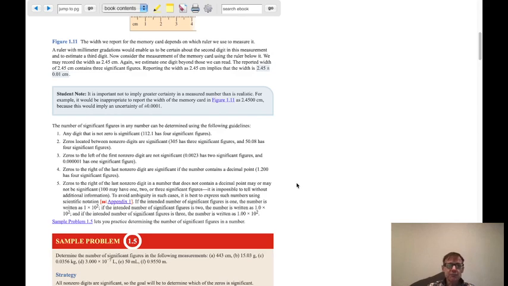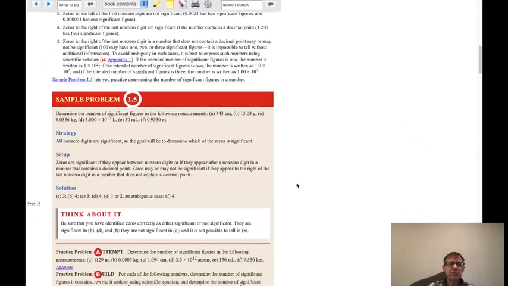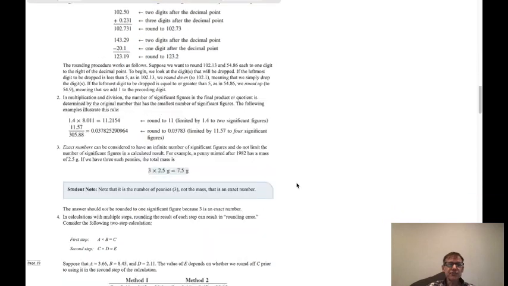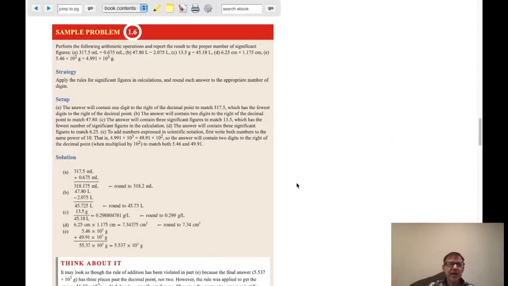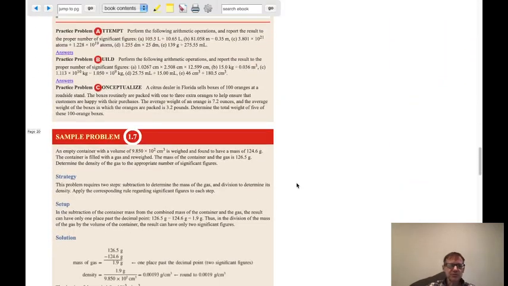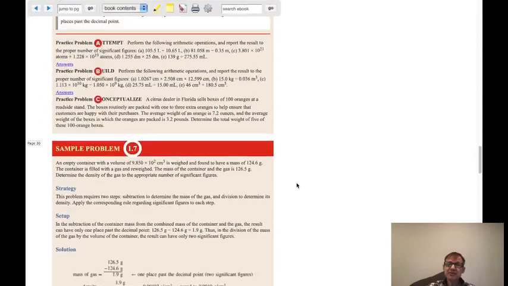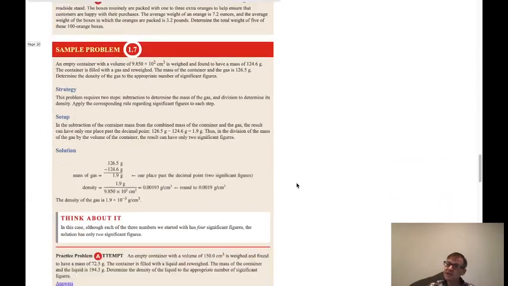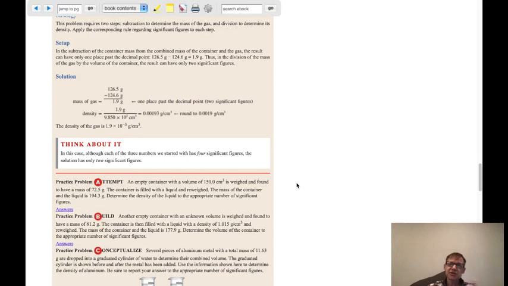And then based on those rules, you're going to do the sample problems, and you're going to do the calculations, and you're going to do the sample problems and the practice problems. And notice there's a few practice and sample problems here, more than in the other sections, and that's because this is a real skill you're developing here.